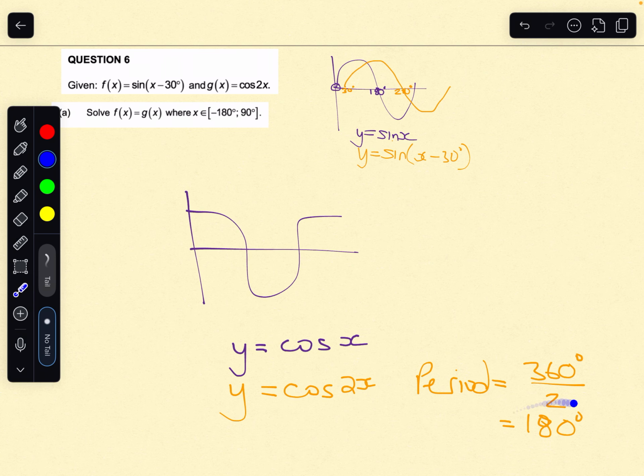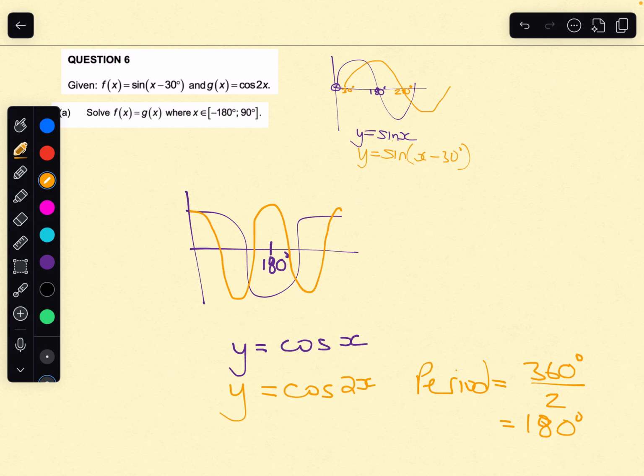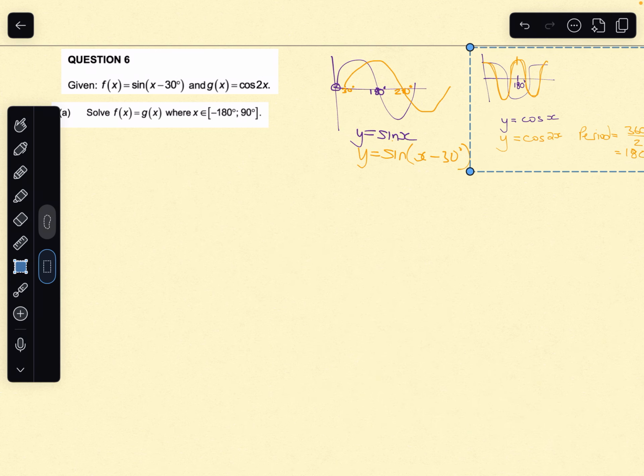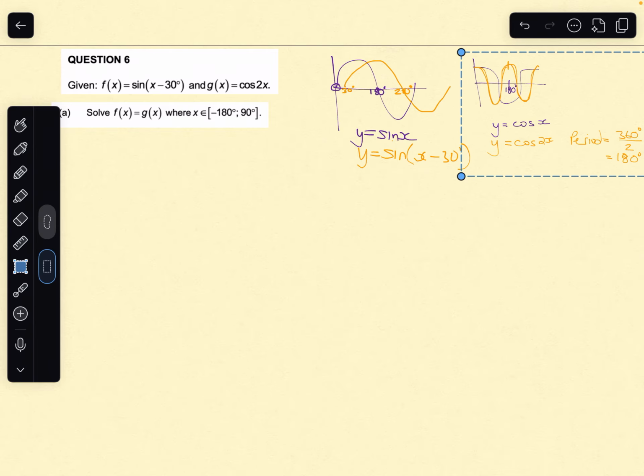For this one it would take 180 degrees for a wave to complete. So this is where 180 is, for example. By the time this one completes one wave, the other one will have completed 2. So this would be the first wave from 0 to 180, and then the next wave would be from 180 to 360, and so on and so on. So this is what these two look like in relation to each other. Some nice art.